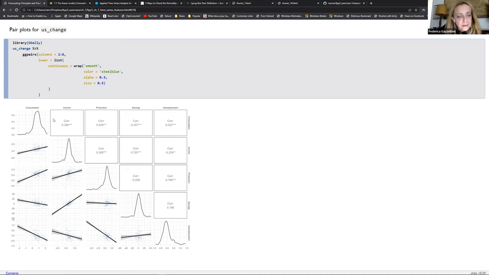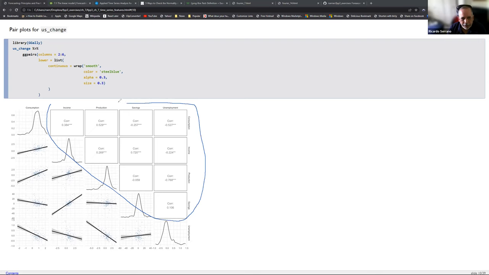Okay, this quadrant here. I don't know if you can see my mouse. Can you see my mouse? Because I don't know if I can draw a line here. Let me see. Okay, annotate, good. Okay, this upper quadrant here.